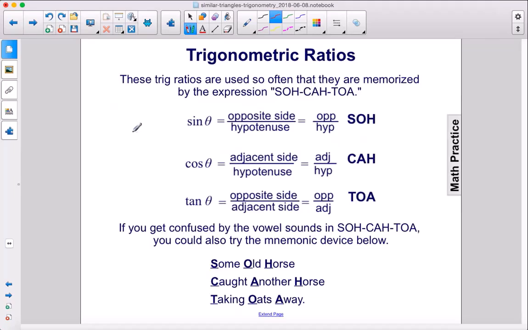These trig ratios are used so often that they are memorized by the expression SOHCAHTOA. So, S-O-H, which stands for sine opposite hypotenuse, CAH, because that is cosine adjacent hypotenuse, and TOA, tangent is opposite over adjacent. If you get confused by the vowel sounds in SOHCAHTOA, you could also try the mnemonic device below. Some old horse caught another horse taking oats away.